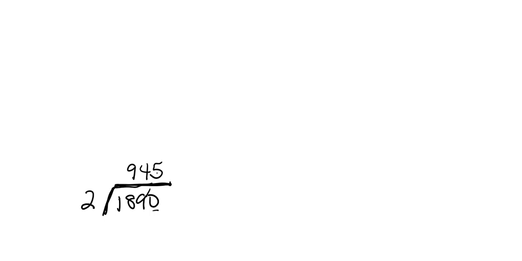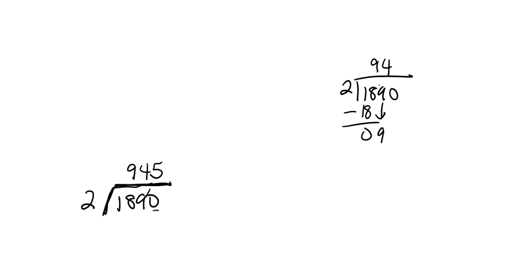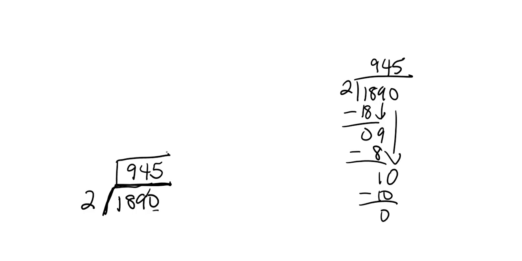Now, feel free to go ahead and do that right on this side if you aren't sure, because this would show you exactly what we just did. 2 can go into 9, 4 times. We subtract, we get 1, bring down the 0 to make 10. 2 can go into 10, 5 times. We subtract, we get 0. So this is just a little bit quicker in a way if we can just keep going.